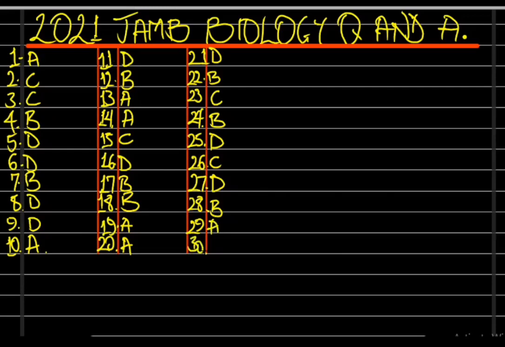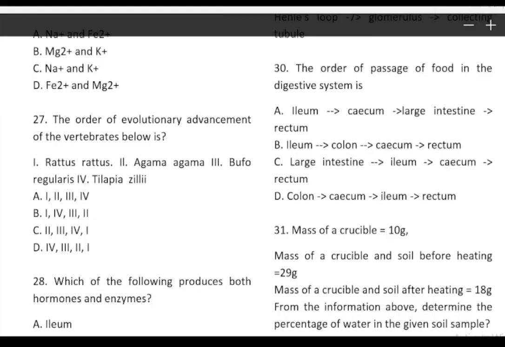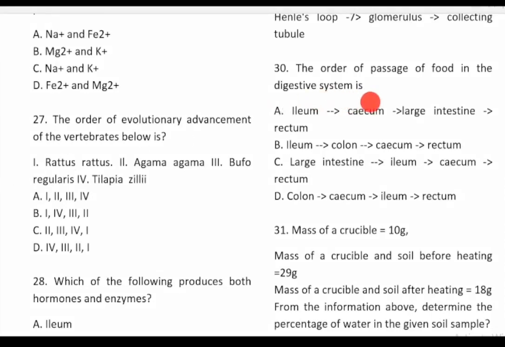And then question 30. The order of passage of food in the digestive system is: ileum, cecum, large intestine, rectum; ileum, colon, cecum, rectum; large intestine, ileum, cecum, rectum; and D says colon, cecum, ileum, rectum. Now, the ileum is the small intestine.